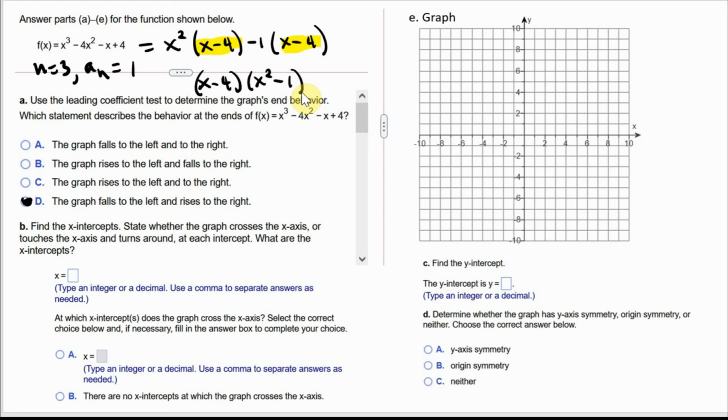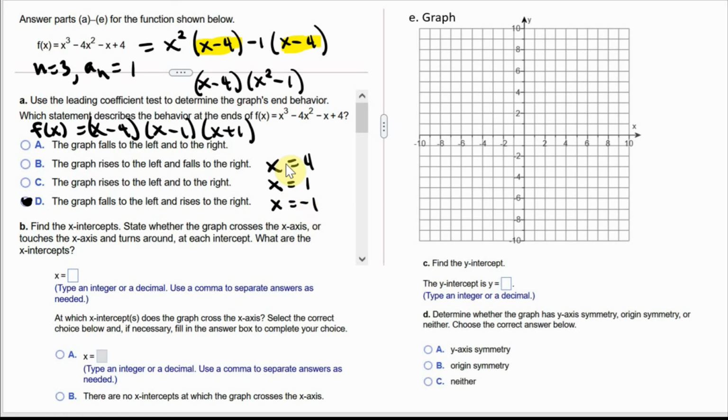Now we can factor that a little bit more. So we have f of x equal to x minus 4, and you can factor that x squared minus 1 as x minus 1 times x plus 1. So now do you see that our zeros would be x equal to 4, x equal to 1, x equal to negative 1.